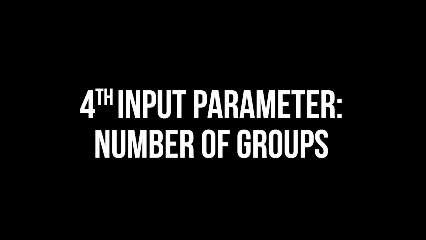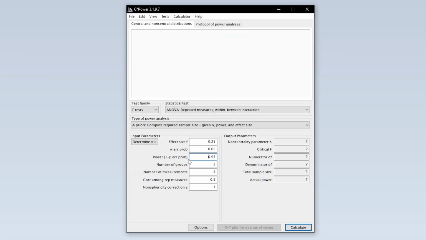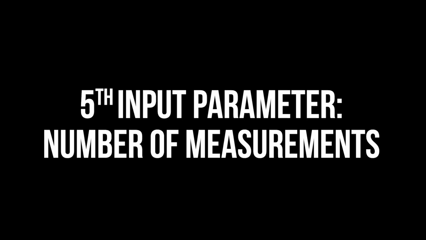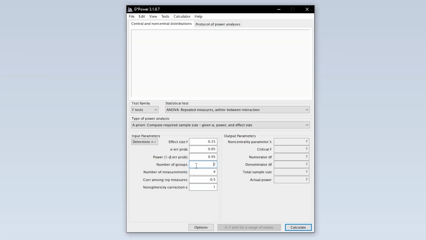The fourth input parameter is the number of groups. If, for example, you have one intervention or treatment group and one control group, you have a total of 2 groups. The fifth input parameter is the number of measurements. This is the number of points in time measurements for all of your groups exist. For instance, if you have a baseline measurement and 2 follow-up measurements, you have a total number of 3 measurements.